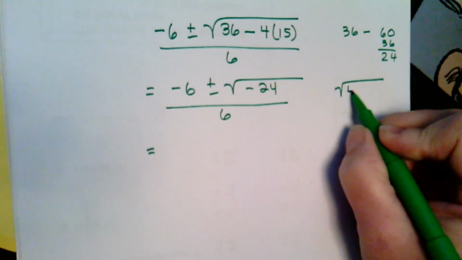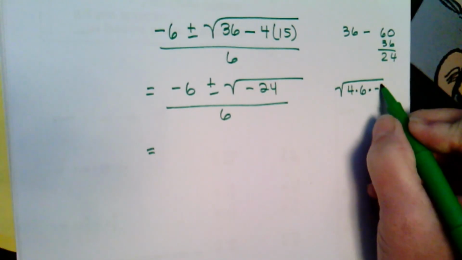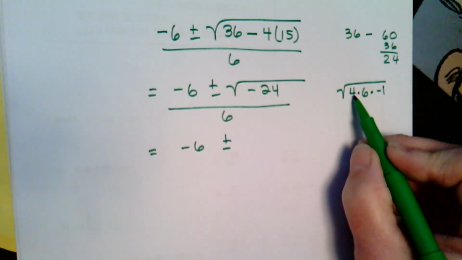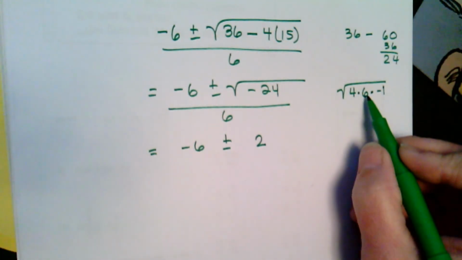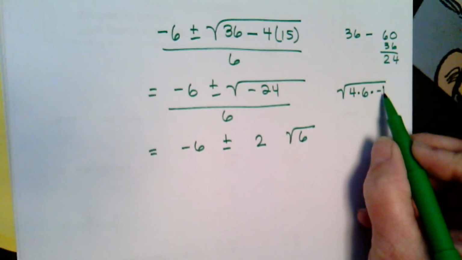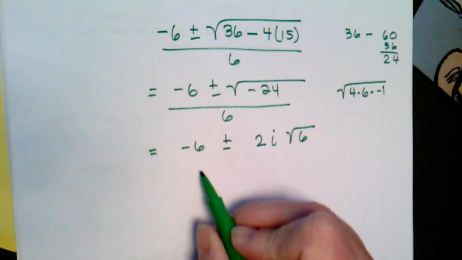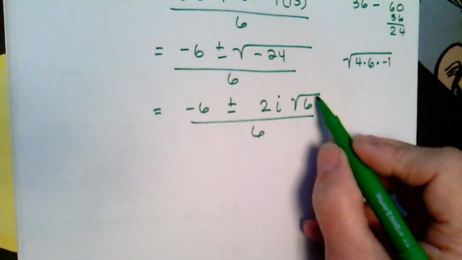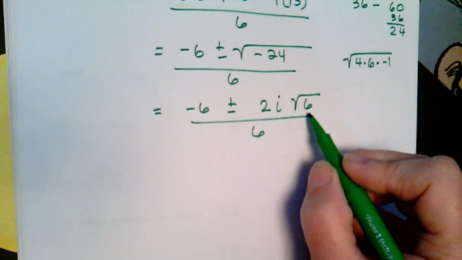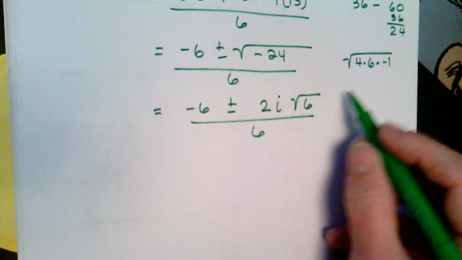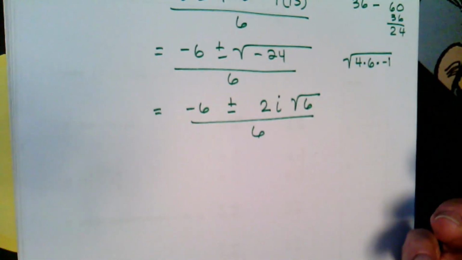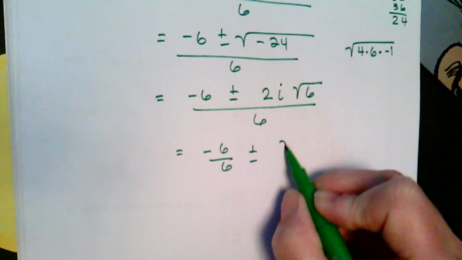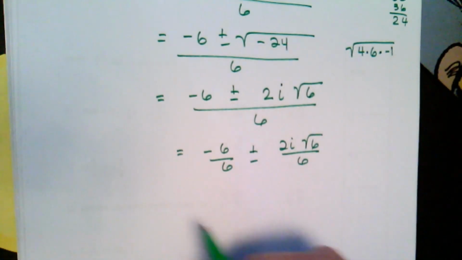Remember, we can write 24 as a perfect square and that negative in there. So the 4 can come out and become a 2. The 6 needs to stay. The negative 1 becomes an i, and we're still all over 6. And always check to make sure this is reduced down as far as it can be, because sometimes if you don't reduce enough, then it actually will make your answer wrong. So we can split these up to reduce them even more.